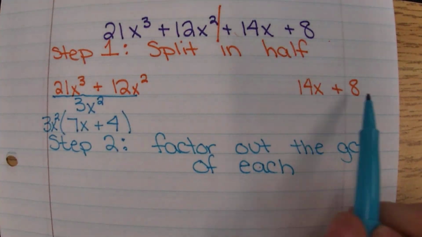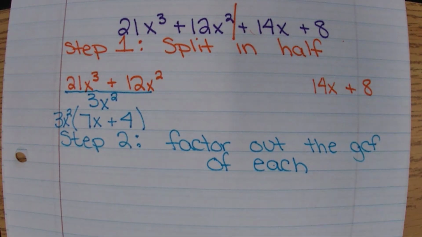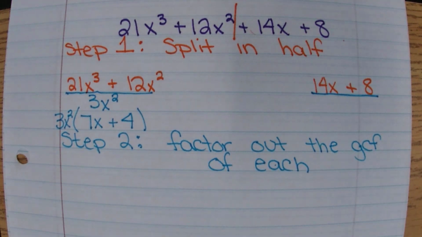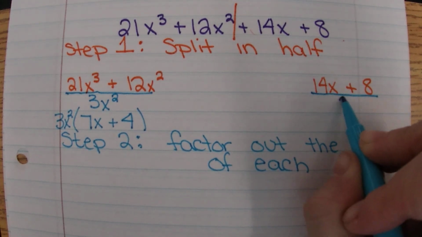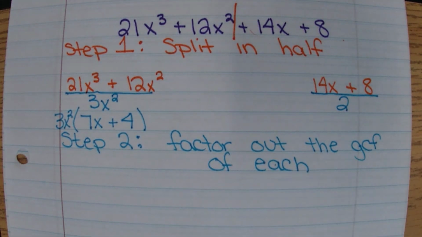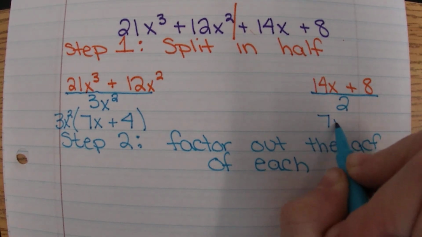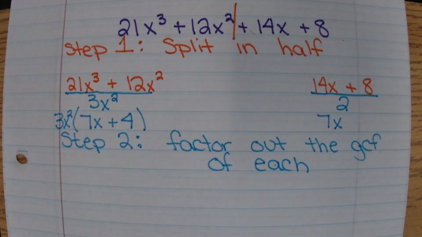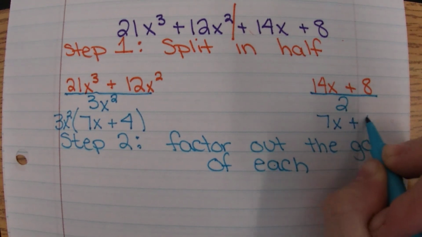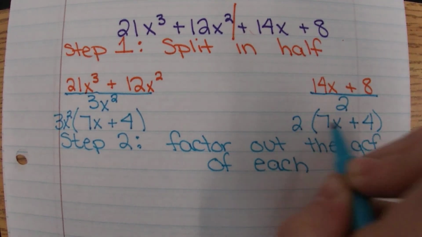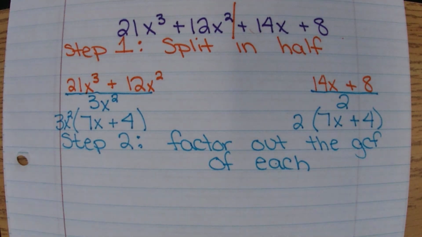We're going to do the exact same thing over here to these 2 terms. Again, pretend that it's a completely different problem. Okay, we're going to decide what goes into 14 that will also go into 8. Okay, so 14 and 8, we can divide out a 2. They do not both have the variable, so no x can come out. 14 divided by 2 is 7. X is still left over. 8 divided by 2 is 4. I have out the GCF. Okay, so that 2 goes in front.